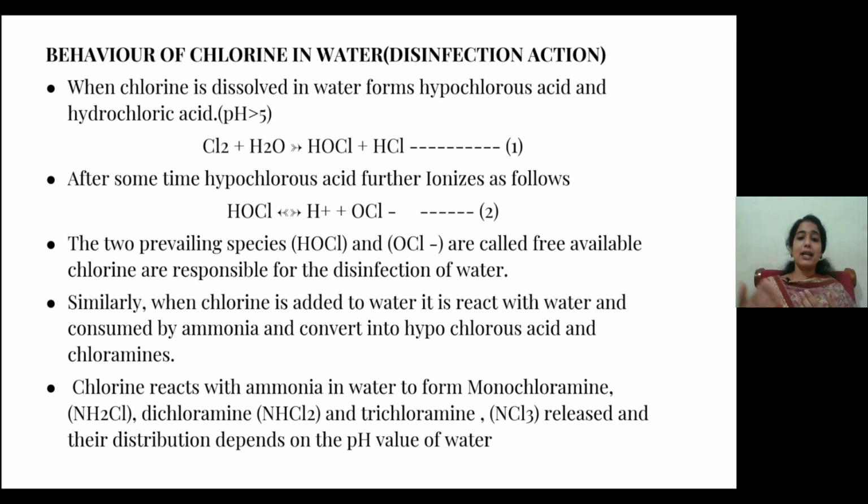Similarly, when chlorine is added to water, it reacts with water and is consumed by ammonia. If ammonia is present in water, it consumes the chlorine and converts it into hypochlorous acid and chloramines. These chloramines are monochloramines, dichloramines and trichloramines, and which of them forms depends on the pH value of the water.